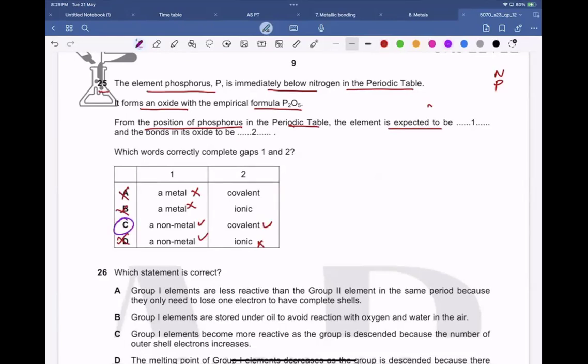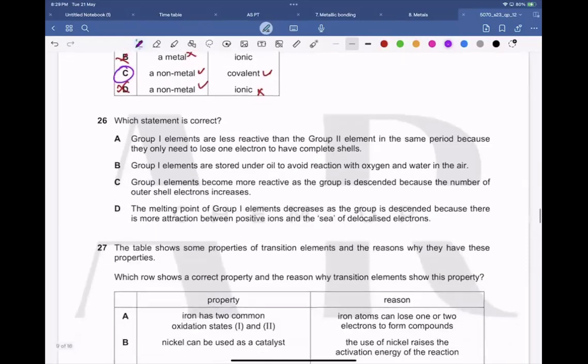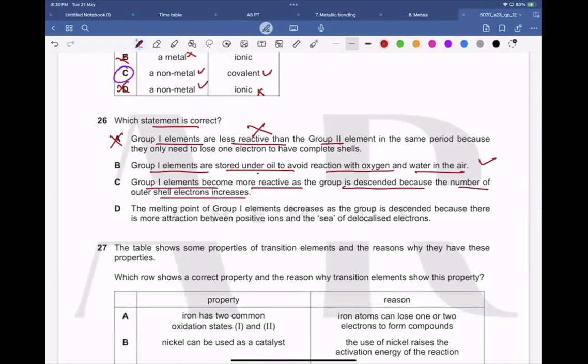Yes, good. Now question number 26, which statement is correct? Group 1 elements are less reactive than group 2. No, completely wrong statement. Group 1 are more reactive. Group 1 elements are stored under oil to avoid reaction with oxygen and water in the air. Yes, that is the possible correct answer, but we have to confirm whether the rest are wrong or not. Group 1 elements become more reactive as the group is descended because the number of outer shells increases.